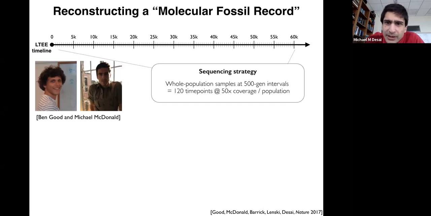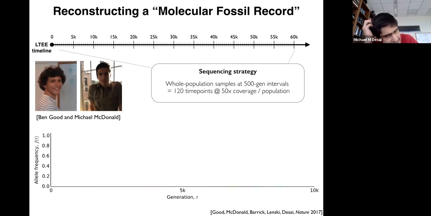in each of the 12 replicate lines and did whole population sequencing. And the kind of thing that you see when you do this is that you can identify novel mutations that arose spontaneously during the evolution of each line. And based on the frequency of those mutations in your metagenomic sequencing, you can track their frequency through time.